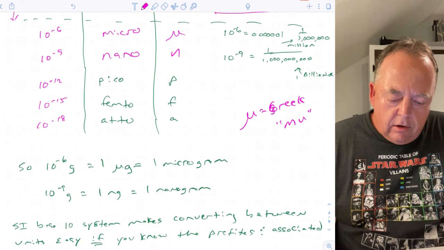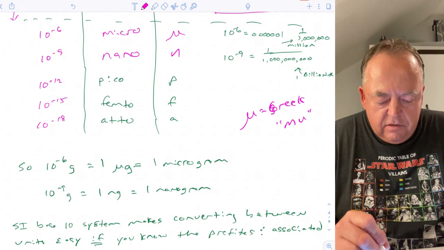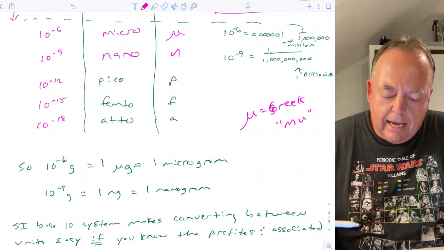Okay, and then the others that are not very commonly known: 10 to the minus 12 is pico, 10 to the minus 15 is femto, and 10 to the minus 18 is atto.